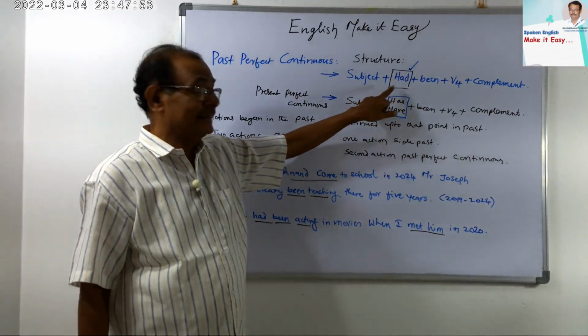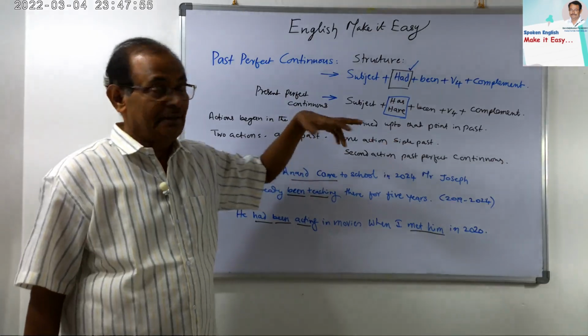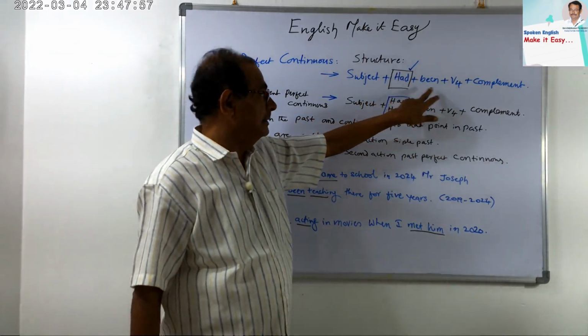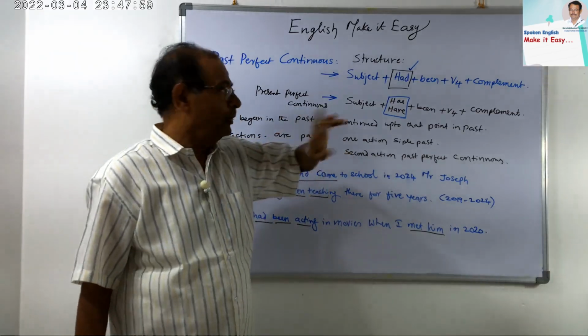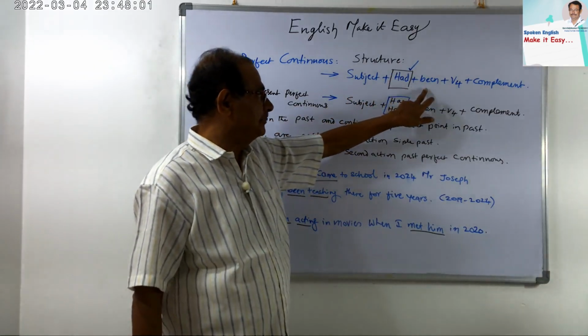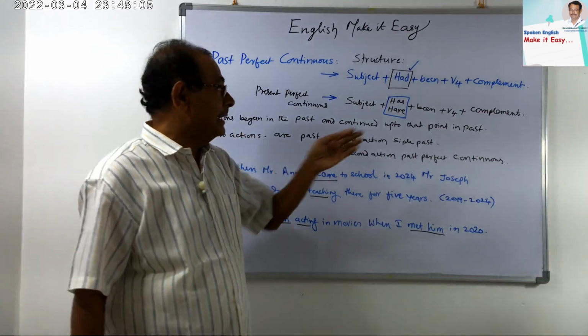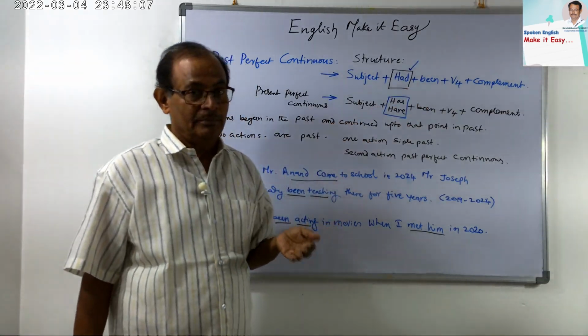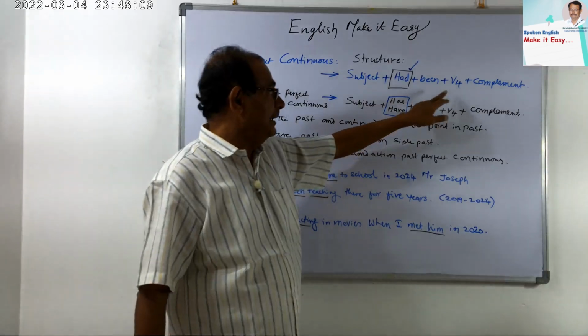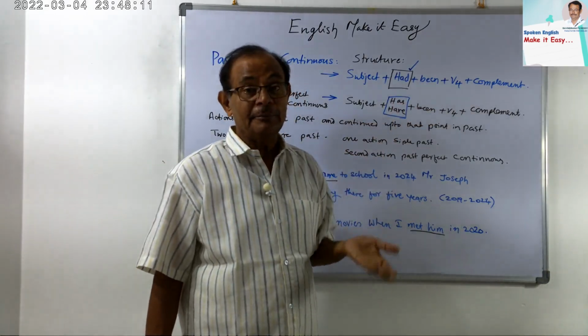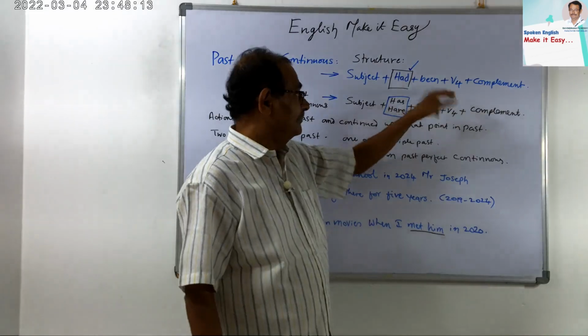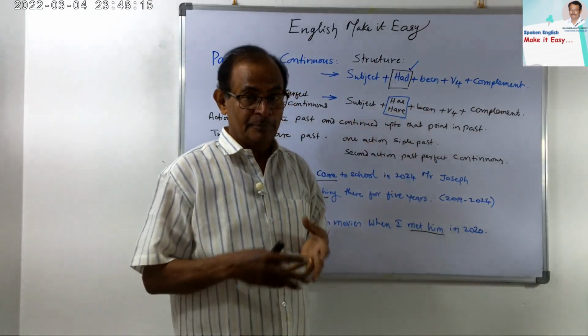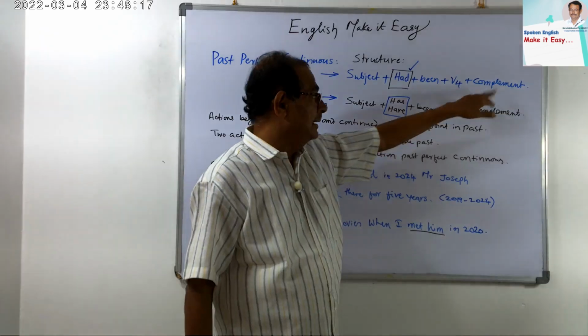Subject plus had, the auxiliary, we take had, and been plus V4. Subject plus had plus been. Been is the past participle of the be form, and V4 is also the present participle. So, V4 is the present participle or progressive form of all the verbs, plus complement.